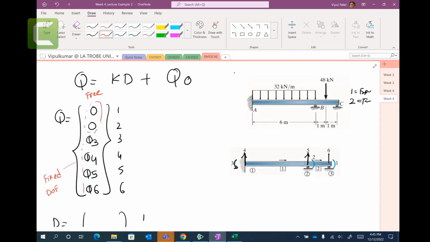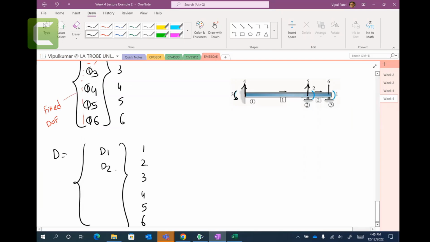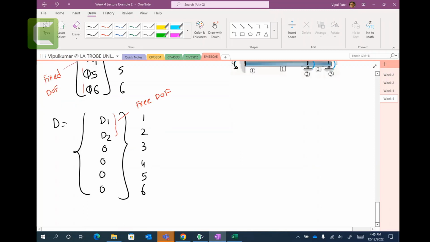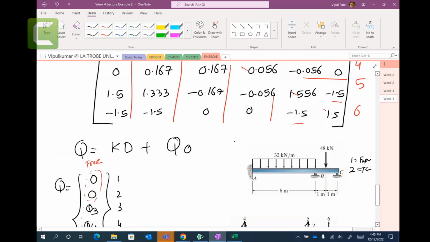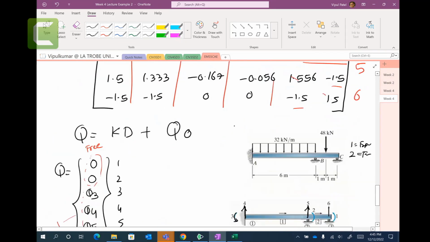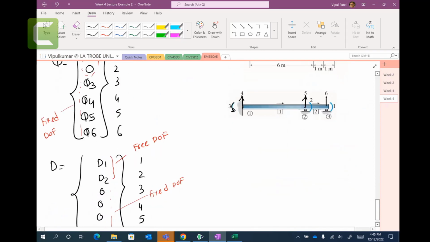We just do it opposite to these ones, because D1 and D2 are your free degrees of freedom that we need to find. And these are your fixed degrees of freedom, which are your unknown. So again, this is your free degrees of freedom, and this one is your fixed degrees of freedom, right? So I hope you understand how to develop the Q matrix and how you develop the D matrix, and K we already calculated here. Now this is new Q0.